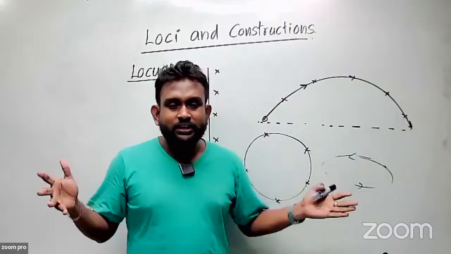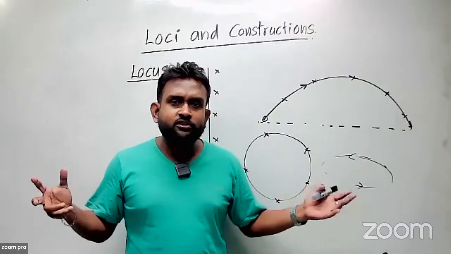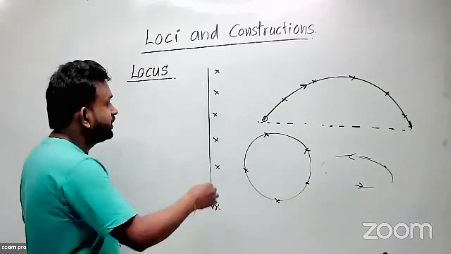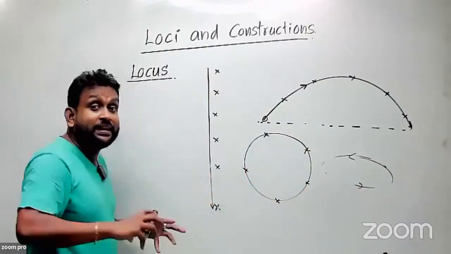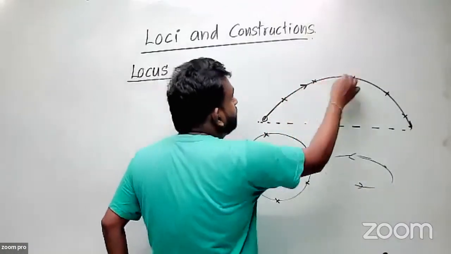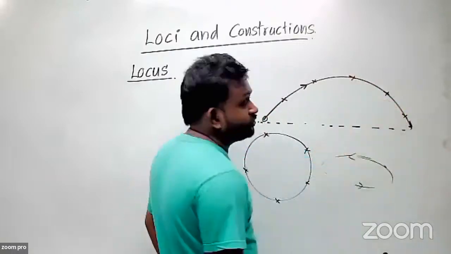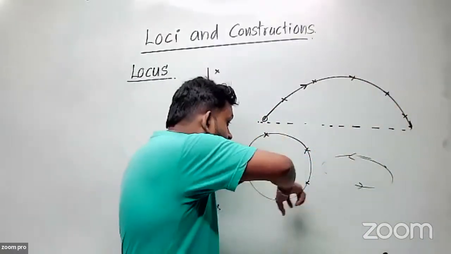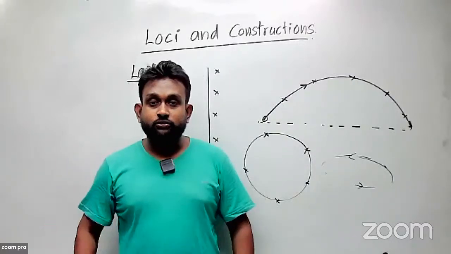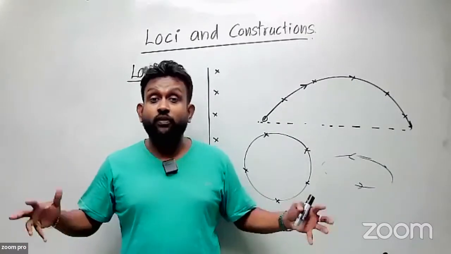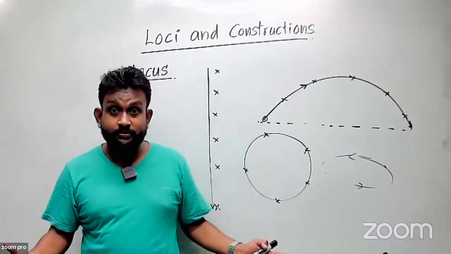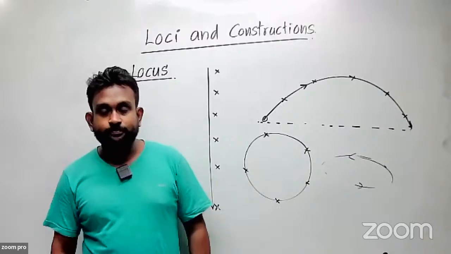It is a set of points satisfying some conditions. Here a set of points satisfying some condition, and here also a set of points satisfying one or more conditions. So it is like the behavior of a set of points satisfying one or more conditions. That is called the locus.